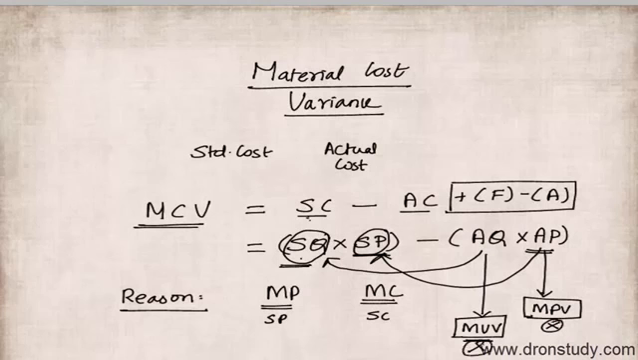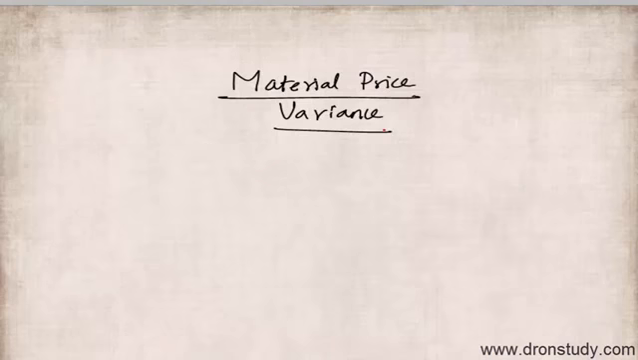So if you want to study the material cost variance, it is possible only when you identify the material usage variance and material price variance, which we will see in the next sessions. In the previous session, we have understood that material cost variance can happen because of variance in material price and variance in material usage. In this session, let us understand what is this variance in material price.